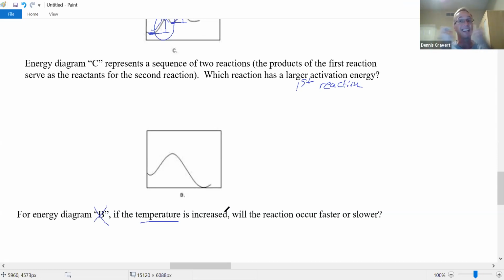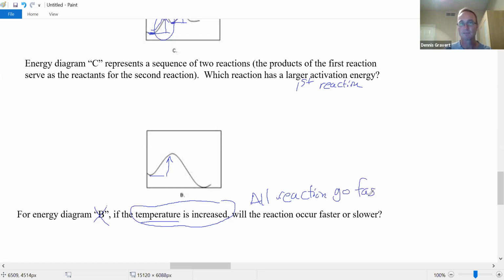And when they collide, they're going to hit a lot harder, allowing the reaction to go. If they're cold, they might glancingly bump off each other and not get over the top of the activation energy. So at high temperatures, all reactions speed up. Sorry, that was a little deceiving, thinking there was something special about energy diagram B. No, increasing the temperature will help every reaction speed up.